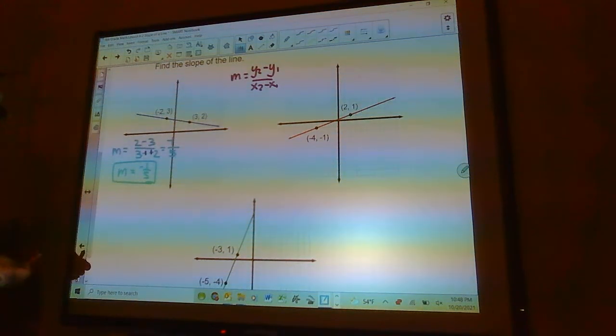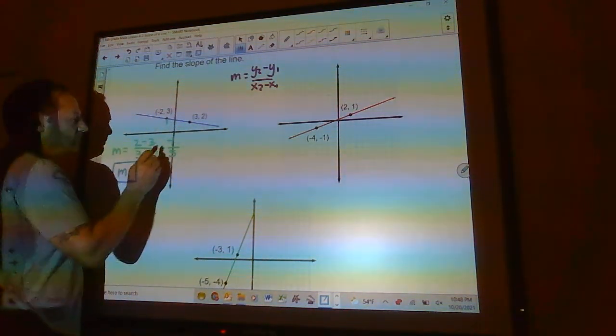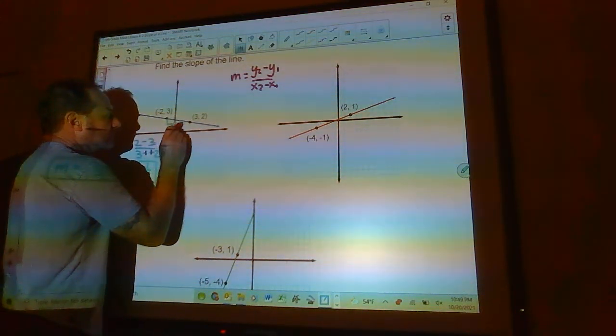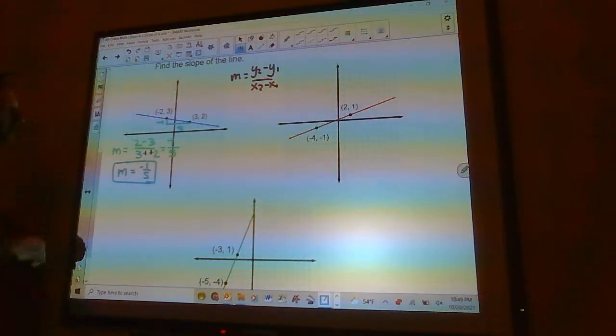Okay, let's check it against the picture. So from here I go down 1, that's a good sign. Negative 1's the slope. Here's the rise. And then 1, 2, 3, 4, 5 to the right. So perfect, I did it exactly correct.